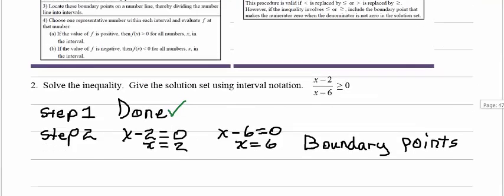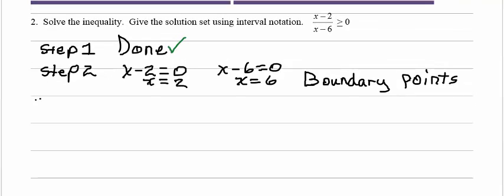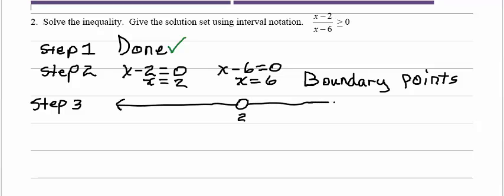So now I'm going to take the number line and place the boundary points on that number line: 2, and 6. Now notice that 6 makes the denominator 0. So 6 could never be a solution, part of the solution set.